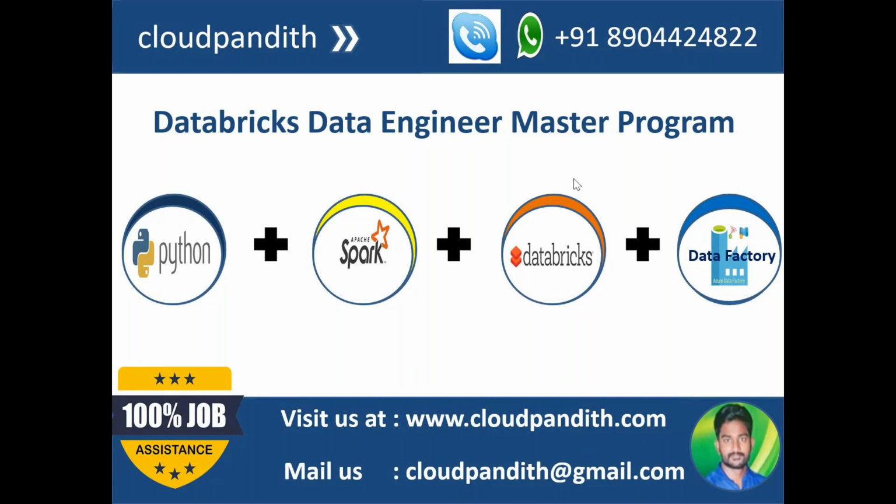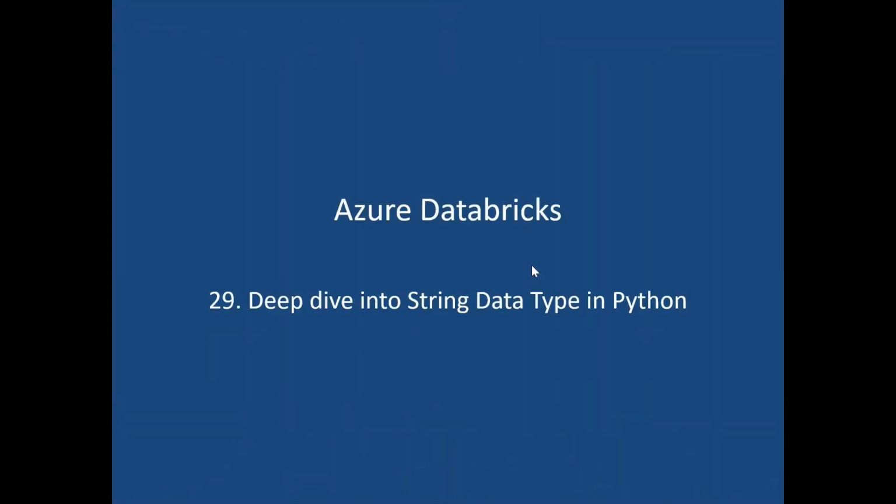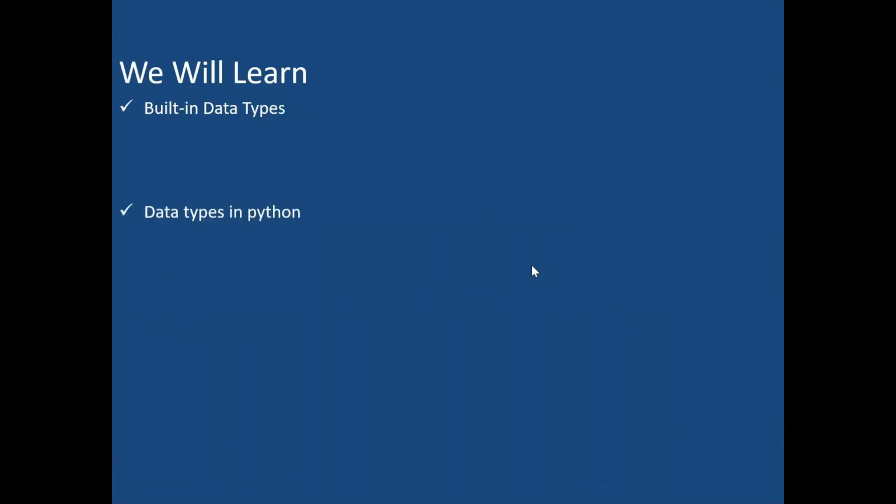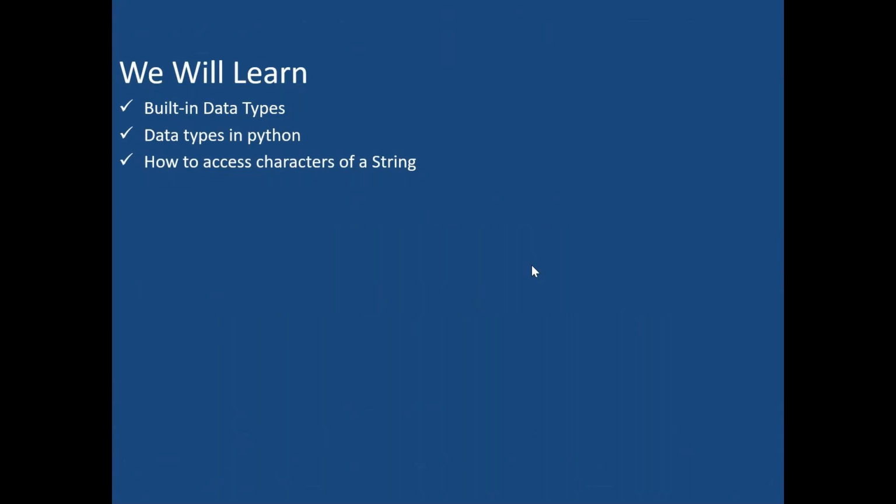Okay. So good morning team, in this Databricks Data Engineering Master Program, in today's session we will talk about a deep dive into string data types in Python. We will learn built-in data types in Python and how to access characters of a string. For example, Rama. I want to access only RAM, up to RAM, how to access it, or I want to access M, how to access M. Like that, how to access characters of a string, we will see.